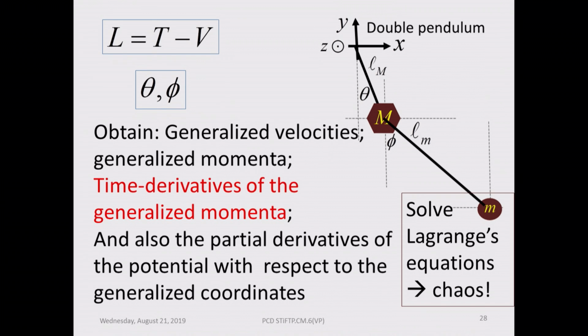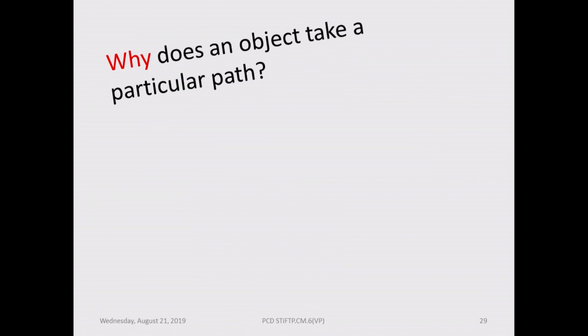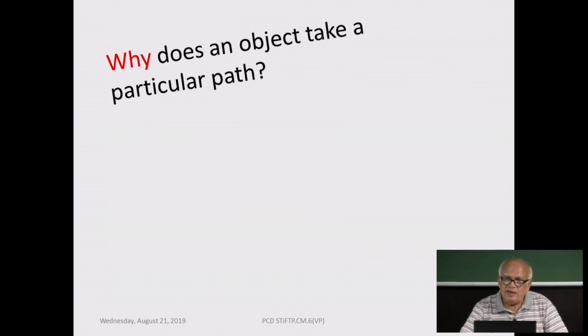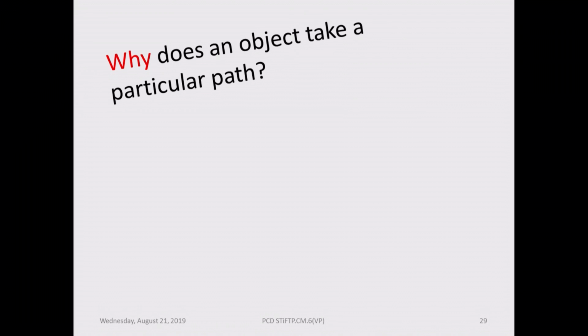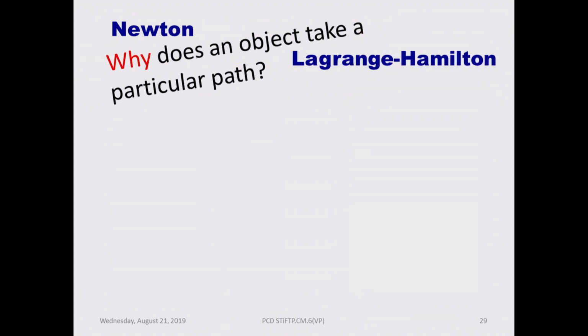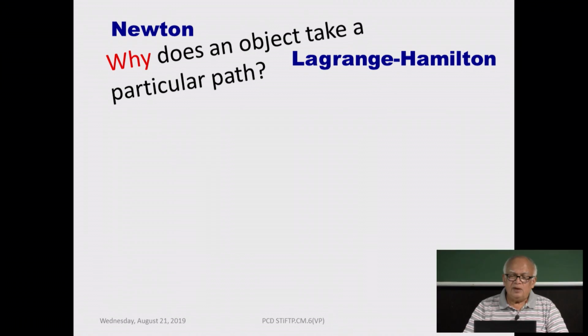So once you can solve the Lagrange's equations, the solution can become chaotic depending on the initial conditions. So this will be our subject for discussion in the next unit. What we are trying to answer is this question, not really this question, but this is often how it is posed, which is not how it should be posed, as to why does an object take a particular path, and you try to answer this question using different methods, Newton's method, Lagrange-Hamilton method, right.